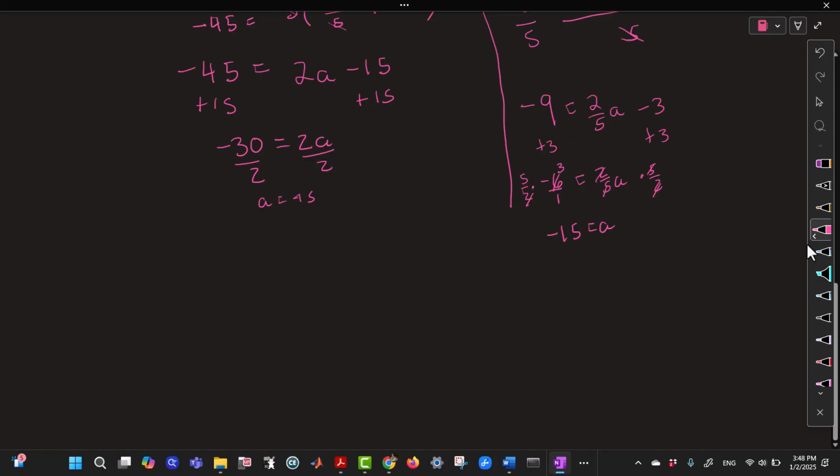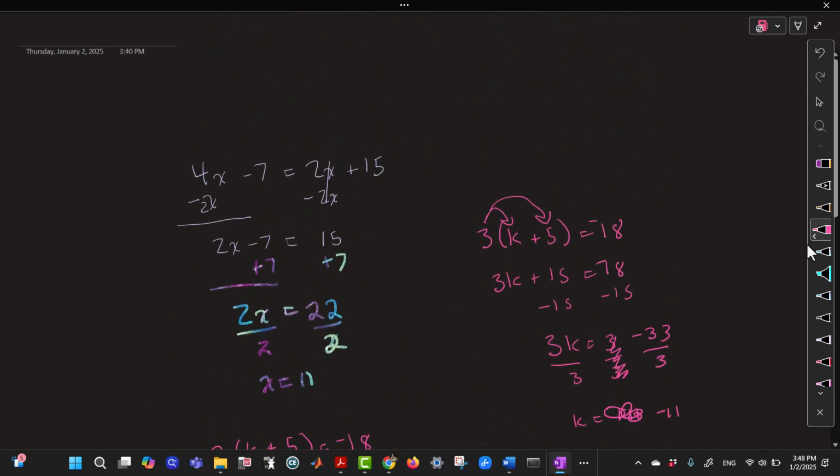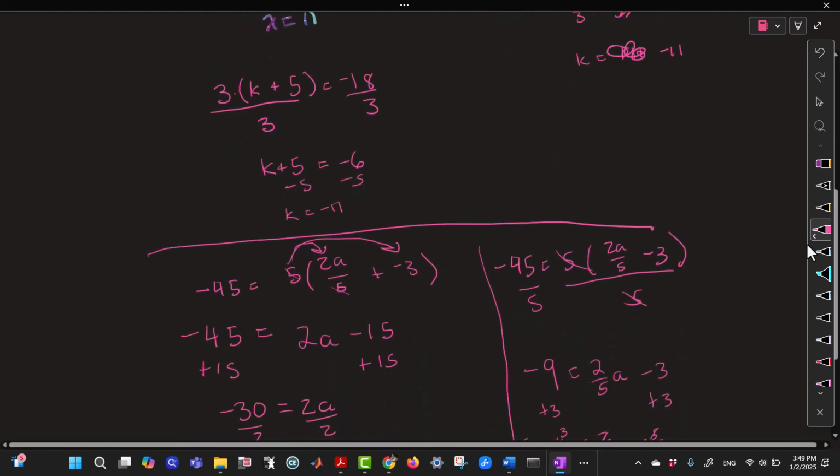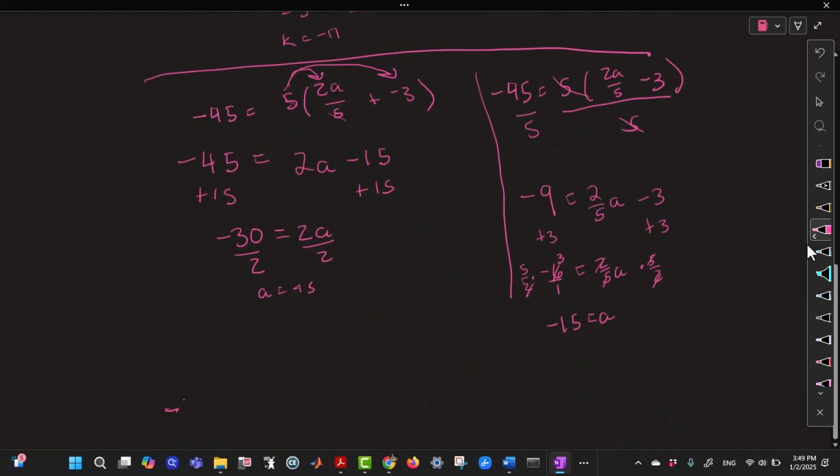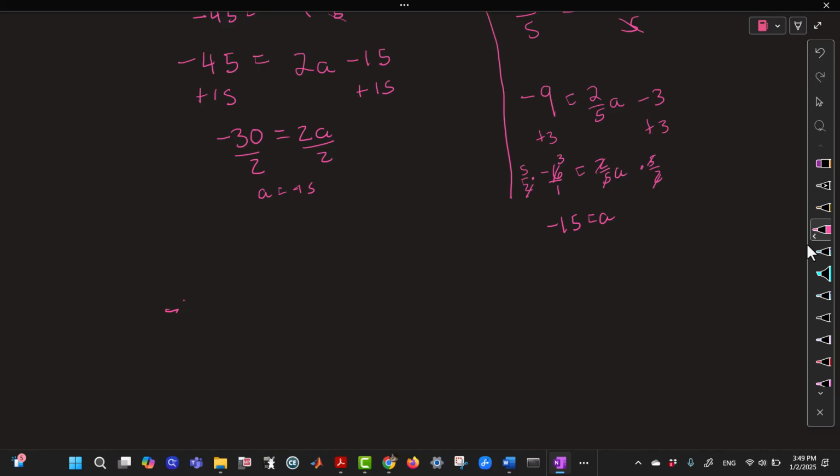And let's see, I'll do one more. Which one will I do? I'll do negative 3k. Did I already do that one? No, I only did 2. Okay, so negative 3k plus 10 equals k plus 2.